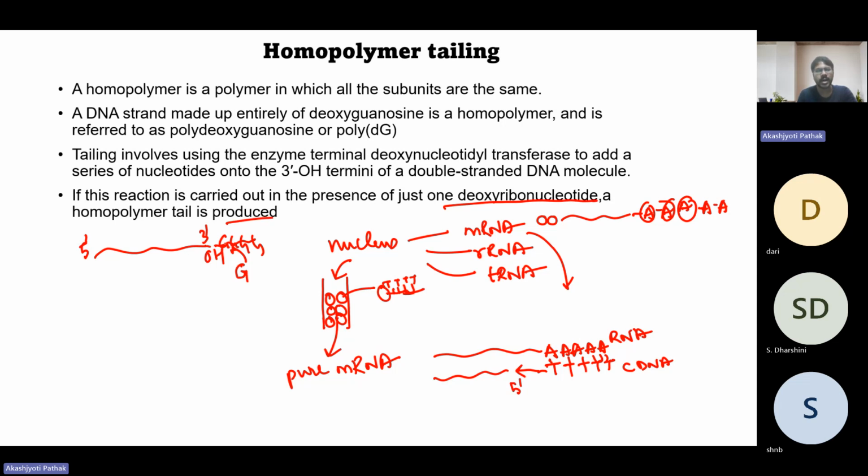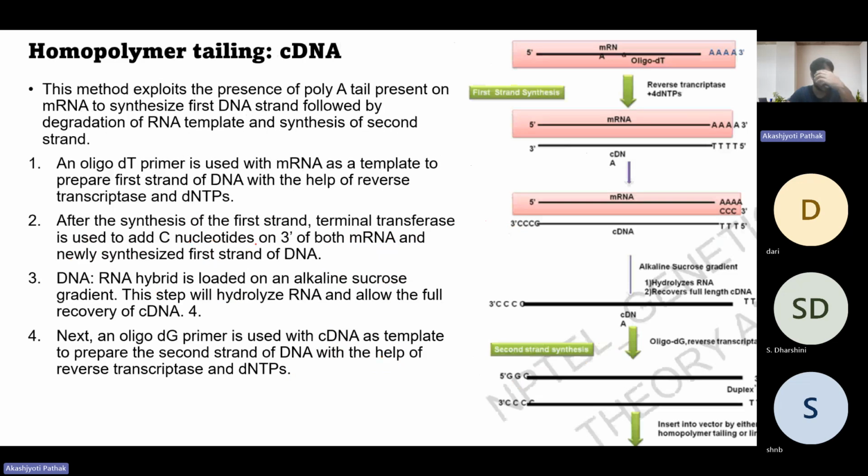So if you want to add a number of G residues at your 3 prime end, then you can take dGTP and you have your DNA strand, and then you add the enzyme terminal transferase. So this terminal transferase will transfer the guanosine residue onto the 3 prime end of the DNA. Okay. So now how is homopolymer tailing used for synthesis of cDNA?